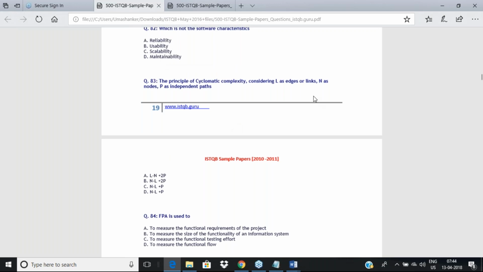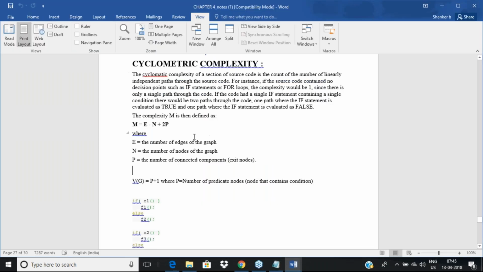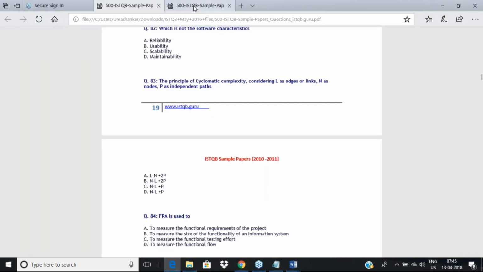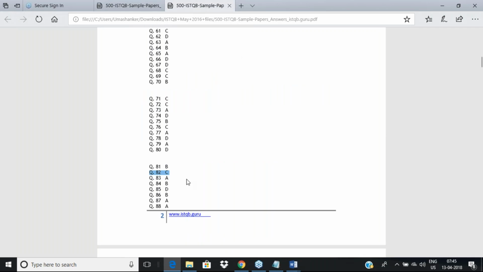We have to read. L as edges. In our case, what is edges? E as edges. Correct. Then it's A. 83, A. Okay.